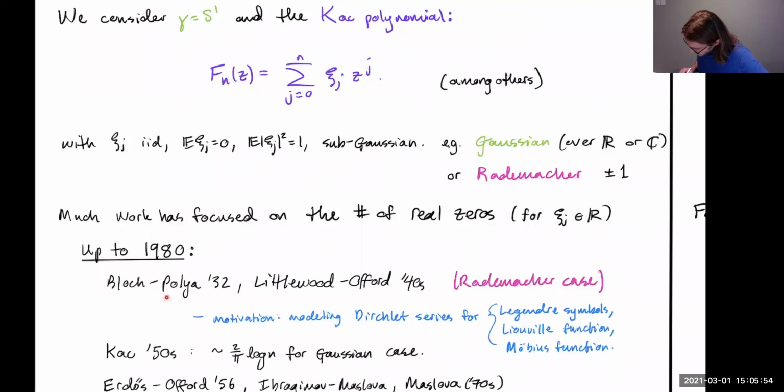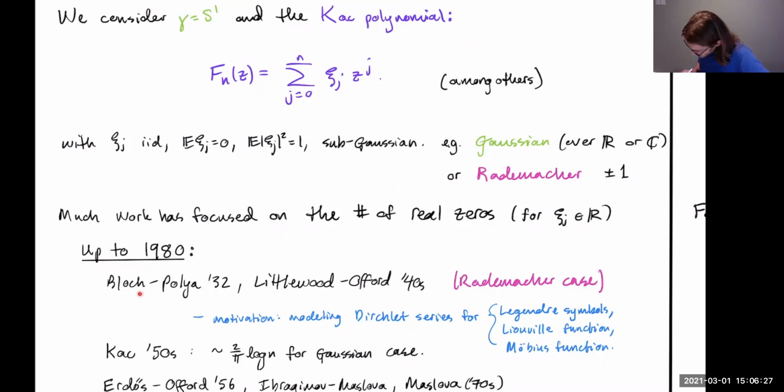So there was a very influential early paper, kind of a fun read, of Bloch and Pólya from '32, and then Littlewood and Offord from the 40s, studying the discrete coefficient type case. So plus or minus 1 coefficients, or I think Bloch and Pólya looked at plus or minus 1 and 0. I think this is the only paper that states any motivation, and then it kind of took on a life of its own, because it's intrinsically interesting.